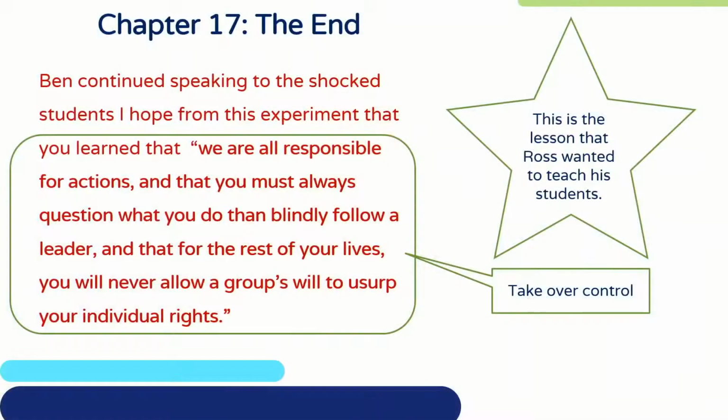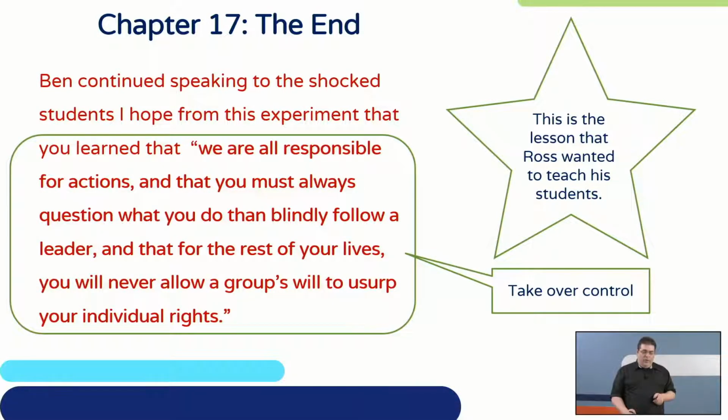"I hope from this experiment that you've learned that we are all responsible for our actions and that you must always question what you do rather than blindly follow a leader. And that for the rest of your lives, you will never allow a group's will, what a group believes, to usurp," that means to take away, "your individual rights."